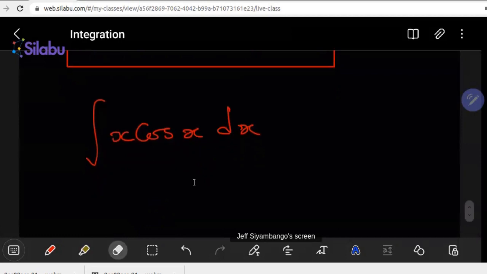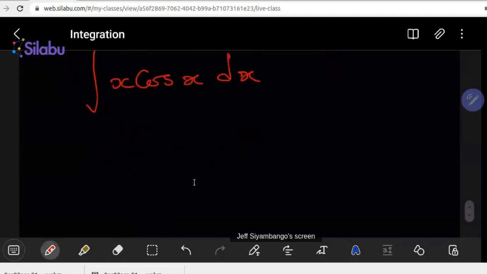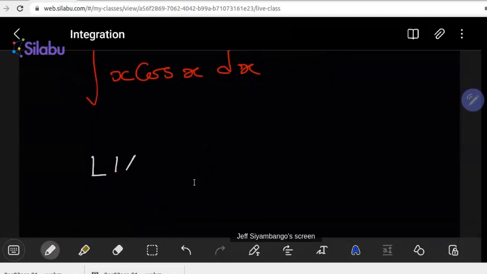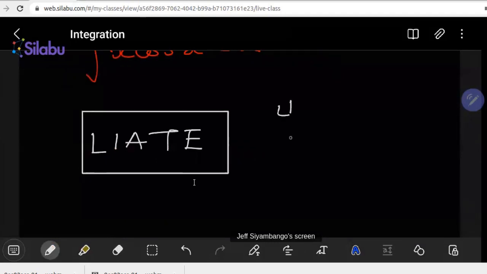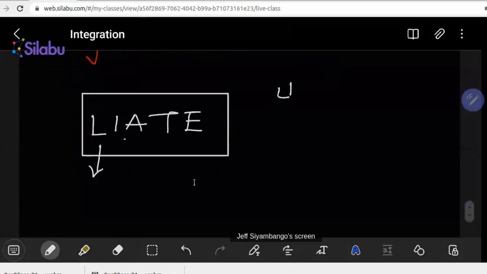Now, how does it work? There is a method that I know you have looked at, called LIATE. We use this to decide which term becomes your u. This is logs, then you have inverse trig, then algebraic functions, then trig, then exponents. This tells you the order: if you have log expressions in a function, you pick the log part to be your u.